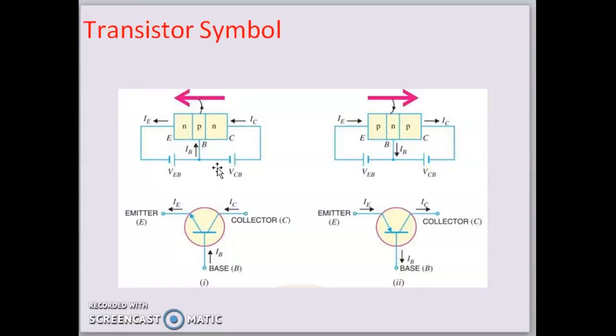Here you can see the symbols of NPN BJT and PNP BJT. You can see the direction of flow of current also: emitter current, collector current, base current in both the transistors, PNP and NPN.